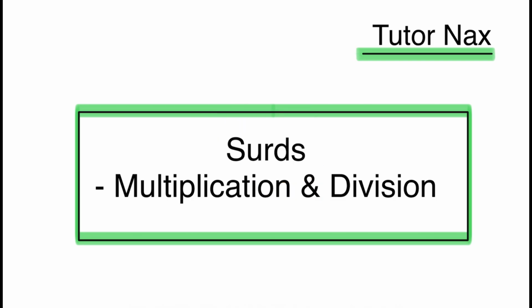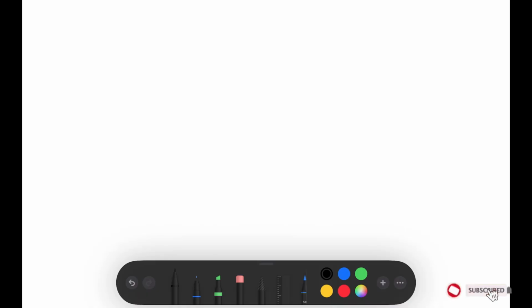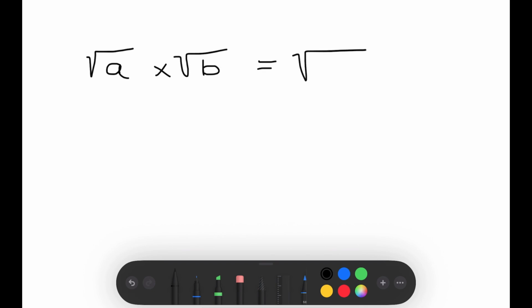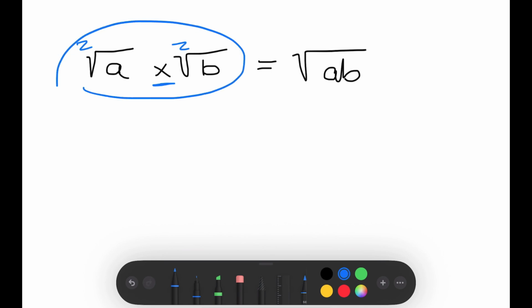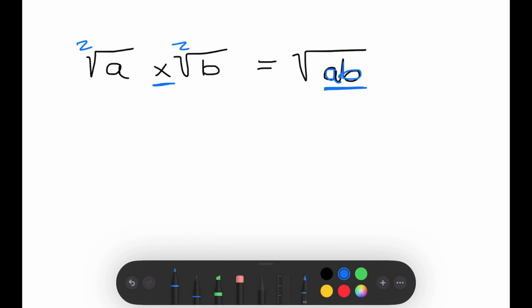Let's get into it. The nice thing about surds is that when you multiply, you can simply put them under one root. So for an example, we have the square root of a multiplied by the square root of b. And this is simply equal to the square root of a times b. Notice that they're both square roots and it's multiplication, so we can just house them under the same square root. As you can see, it's still a multiplied by b under the square root.